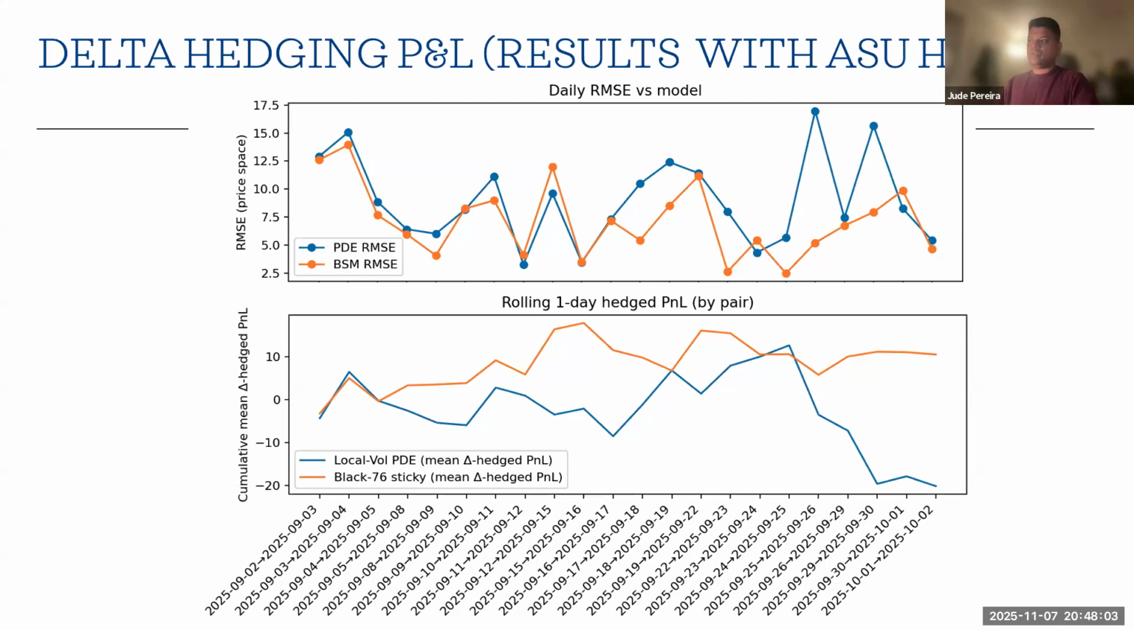But for now, I have over here the 21-day data, essentially the data for over a month. And you can already see that my model, the PDE model, is straddling around the BSM RMSE. So it's quite close. And you can see from the rolling 1-day hedged PNL that at some point it performs on par or even better than the BSM, but after some time it goes down due to the large spikes in RMSE in the later part of the month.